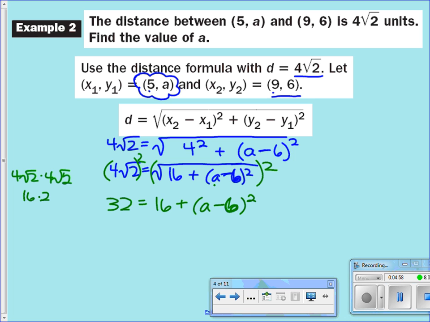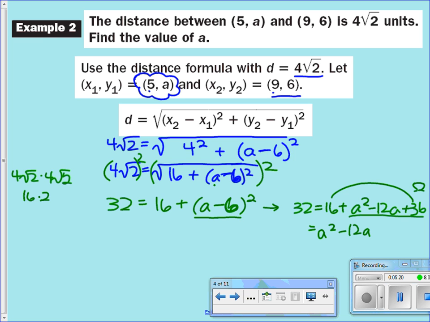From here, you have a couple of different options. The book wants you to figure out what a minus 6 squared is and solve that. Well, it's a squared minus 12a plus 36. And then they want you to get everything in standard form. So a squared minus 12a for quadratic equations. Sound familiar? Those added together are 52. And when I subtract 32, that's 20. And then we could factor from there.